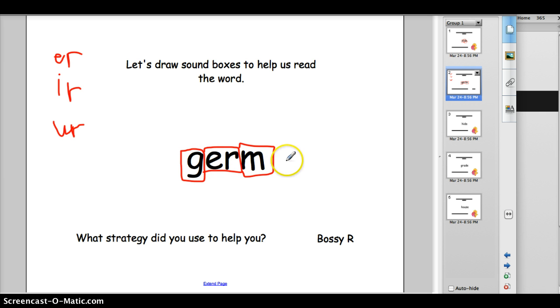germ, not a word. So you ask your child, well, what other sound does G make? It makes the sound of J. So now let's try that. Germ.